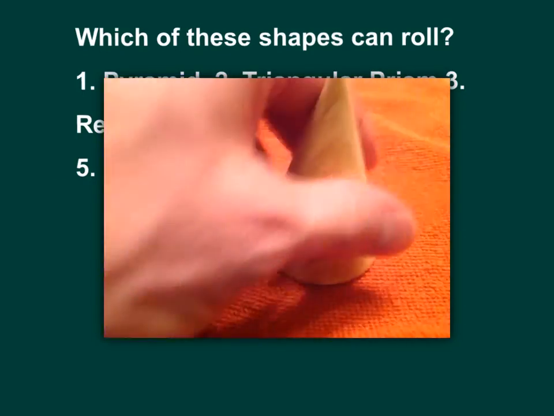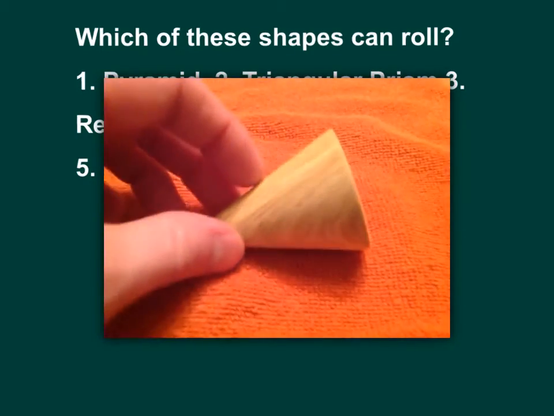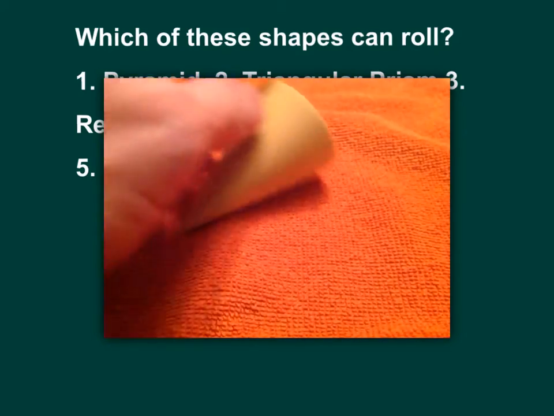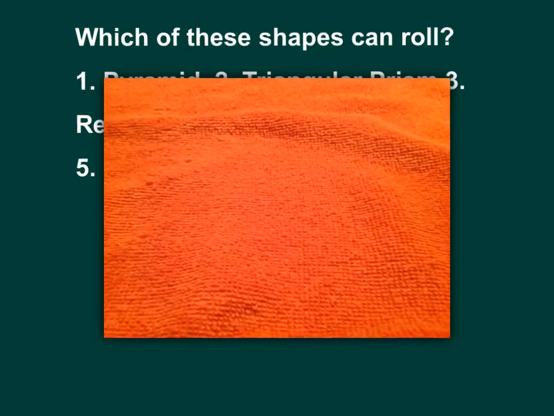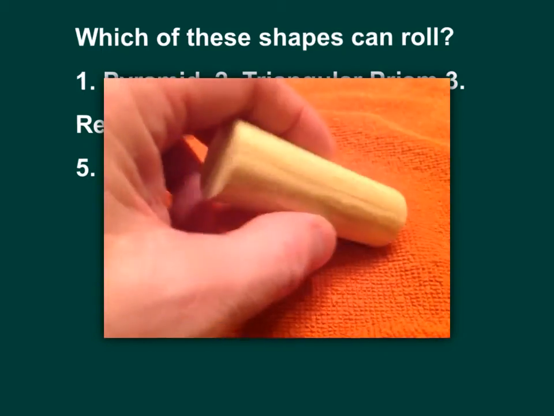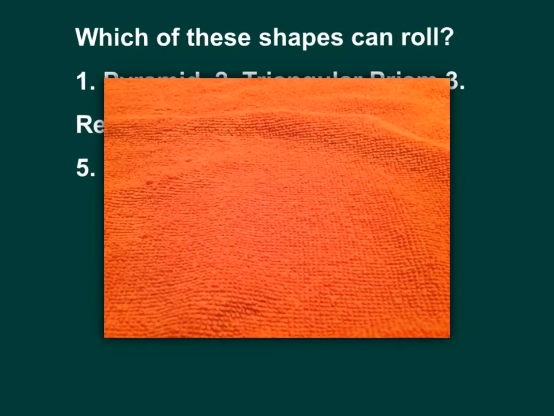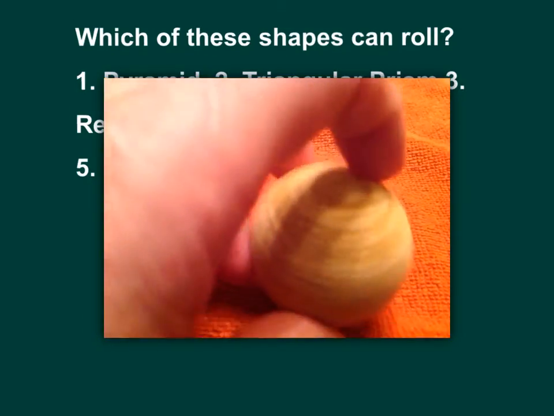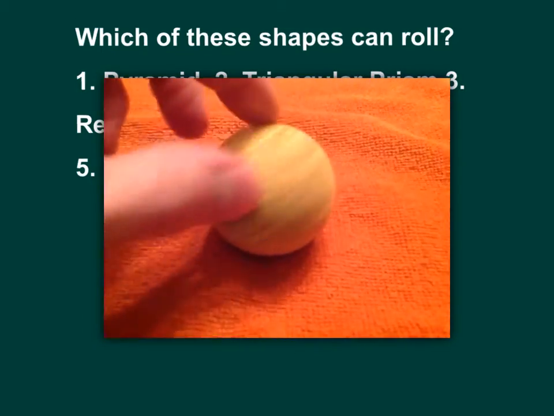This is a cone. Now if we turn the cone on its side, it can roll. Here's a cylinder. It can roll also. And lastly, we have the sphere, and it definitely can roll.